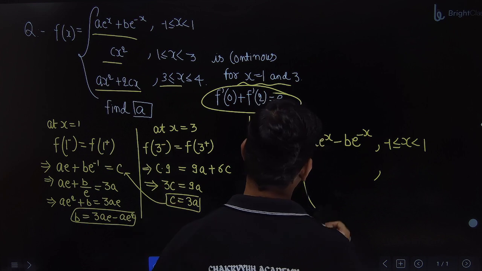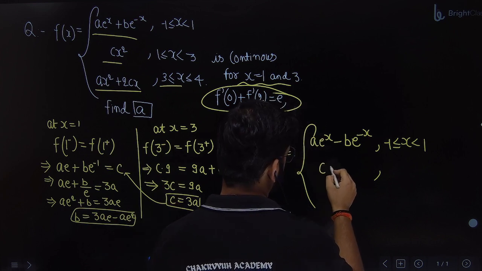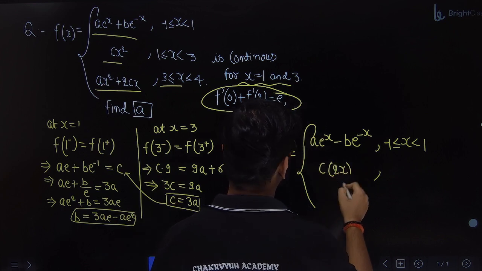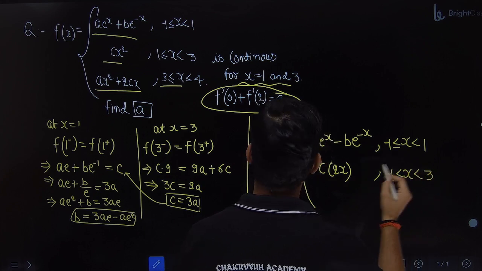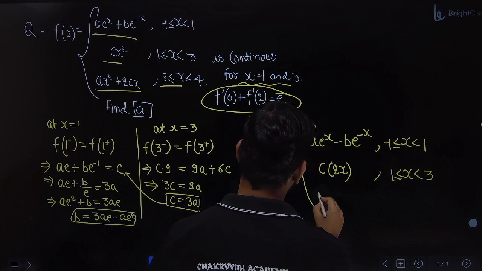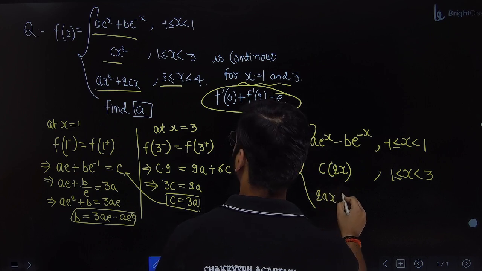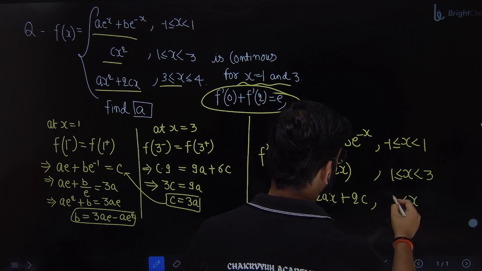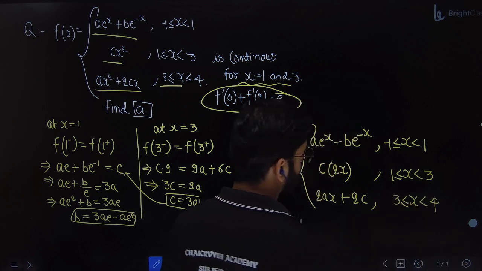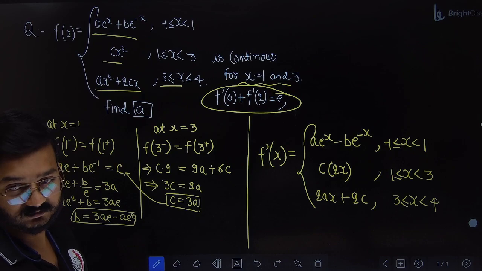Next, differentiate this. What is the differentiation of x square? 2x. So between 1 to 3. Next, 2ax plus 2c. This is for greater than or equal to 3, less than 4. Any problem in differentiation?